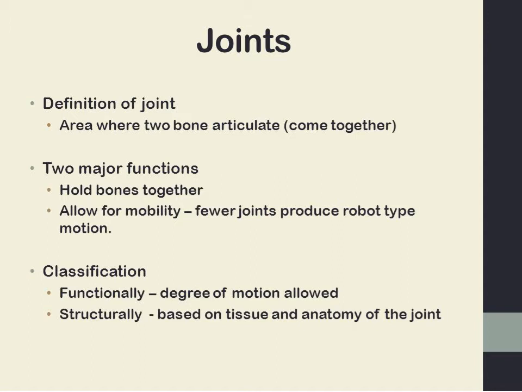Articulate meaning come together. What are two major functions of joints? One, they hold bones together, and two, they allow for mobility. Fewer joints produce robot-type motion. Classification of joints: first, functionally, which is the degree of motion allowed, and two, structurally, which is based on the tissue and anatomy of the joint.